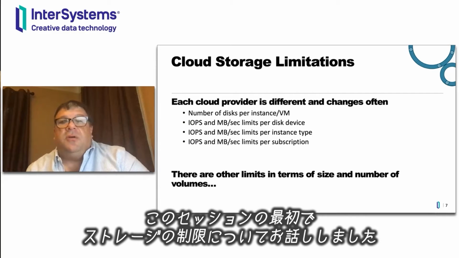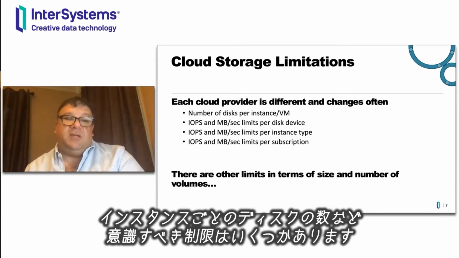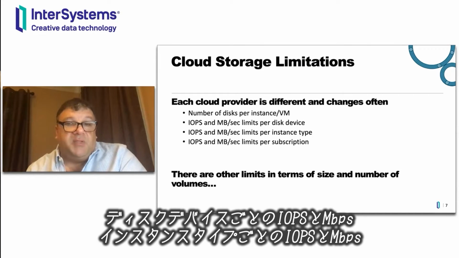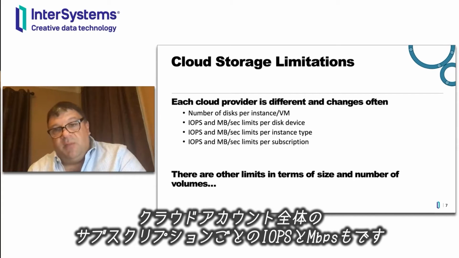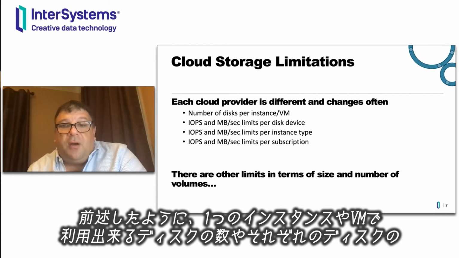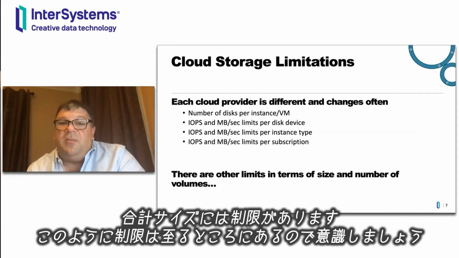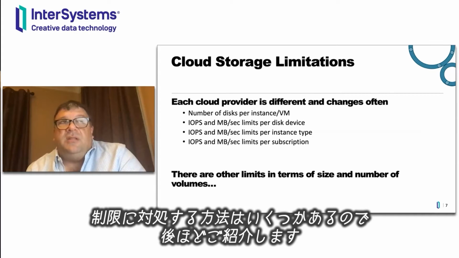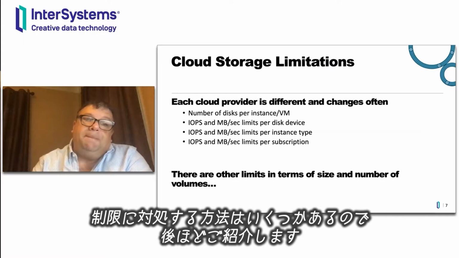Earlier in the session, I mentioned storage limits. There are numerous limits to be aware of, such as the number of disks per instance, IOPS and megabytes per second for each disk device, IOPS and megabytes per compute instance type, and even IOPS and megabyte limits on your entire cloud account or your subscription. There are, as I mentioned, limits on the number of disks you can present to a single instance or VM, and on the total size for each of those disks. So limits are everywhere to be mindful of. There are several methods in dealing with these limits, and I'll cover those in a little bit.